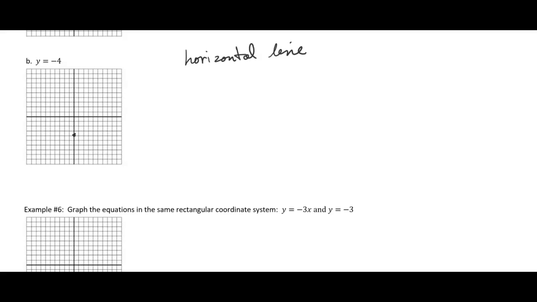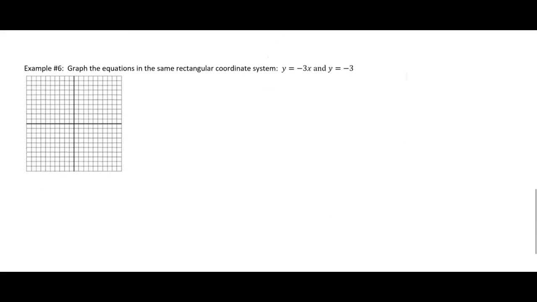Okay, and then it's going to be a horizontal line. I can't draw a straight line, but that's what it looks like. Okay, and that's how we graph those. They're kind of special lines. When it's missing an x term, then it's a horizontal line. If it's missing a y term, or there's no y term, then it's a vertical line.